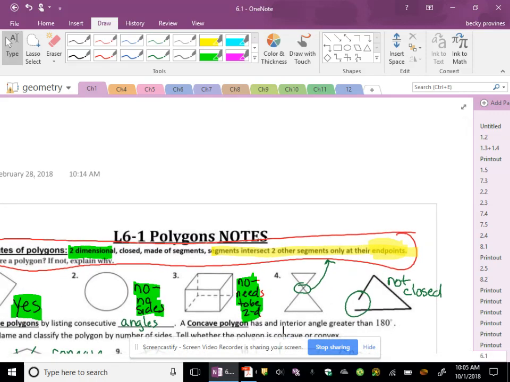Now, the last one, notice they don't touch. So it means it's not closed. And so again, it's not a polygon.